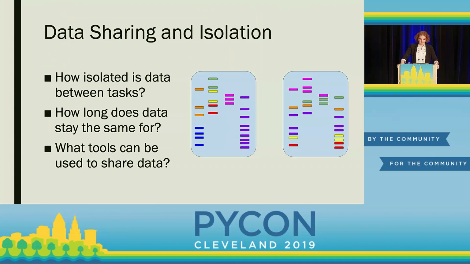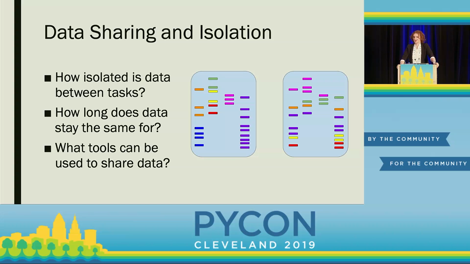The third principle I want to talk about is data sharing and isolation. And the first question of this is, how isolated is data between tasks? If I have a piece of global state that I change in one of my tasks that's a part of my program, is that global state change reflected in my other concurrent tasks? If I acquire a piece of data, and this is the classic example of my program is a bank, and I look up the bank account balance, how long does that data stay good for? Can I trust that no other task is going to modify that piece of data before I need to use it?